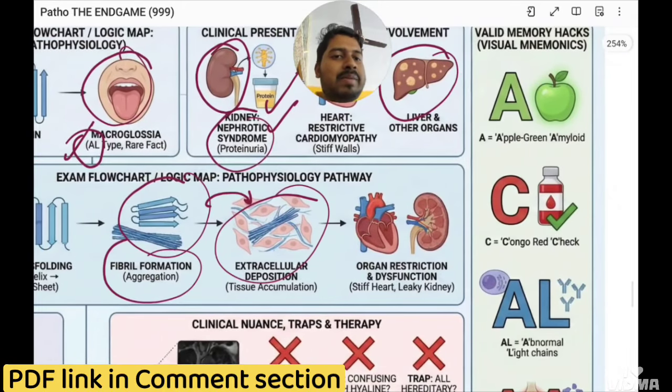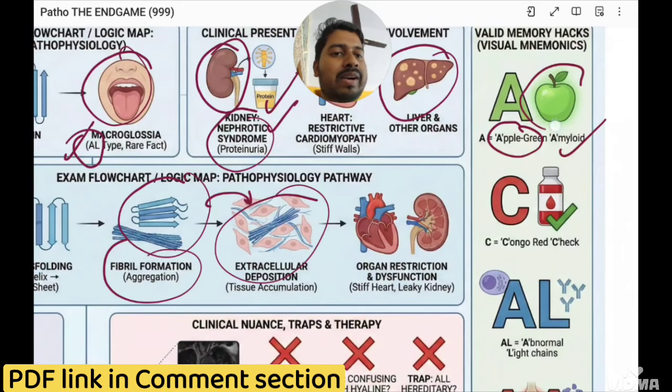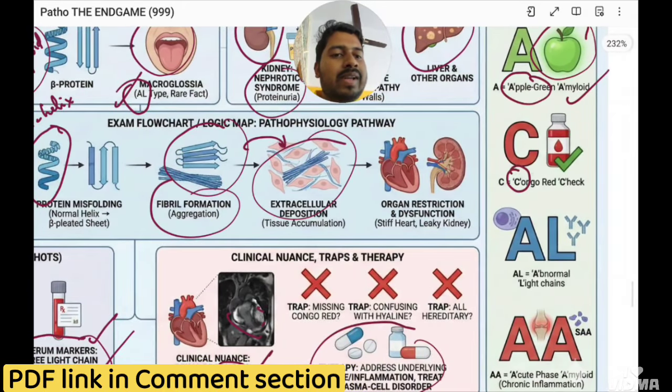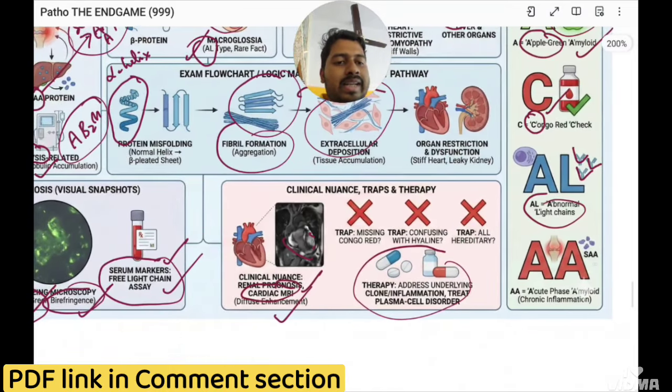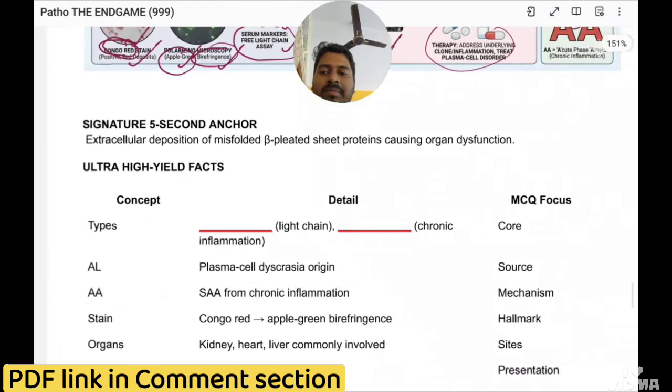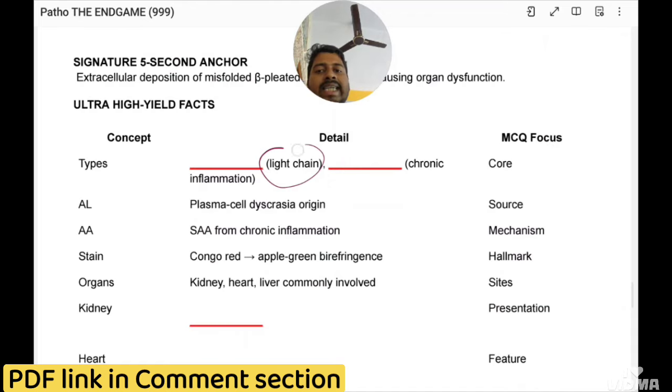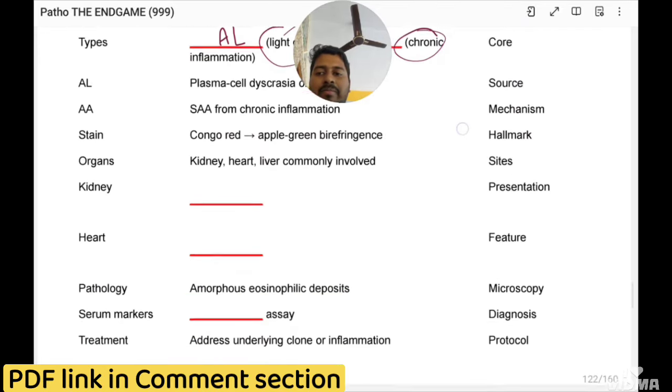A few visual mnemonics to remember: apple green is for amyloid, A for apple, Congo red. See Congo red, amyloid AL, these chains look like L, AL. And then you have SAA, that is serum amyloid A, in chronic inflammation such as rheumatoid arthritis. Now, light chain, which type of amyloid? AL. Chronic inflammation, SAA, sorry, AA type of amyloid.